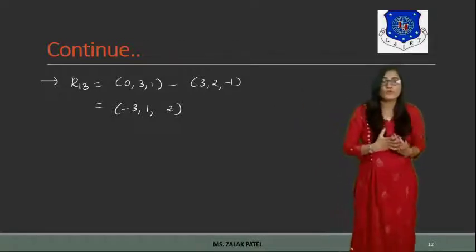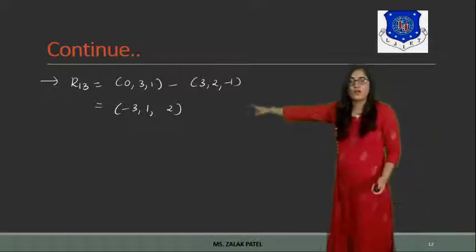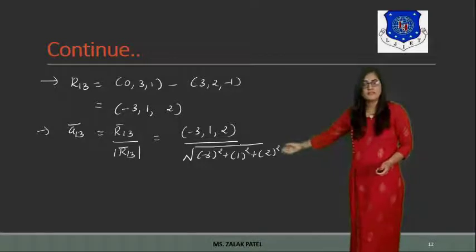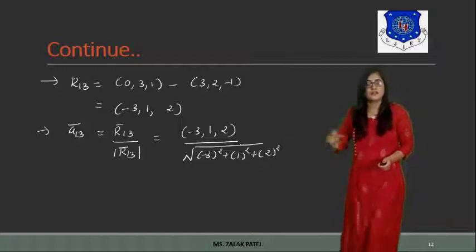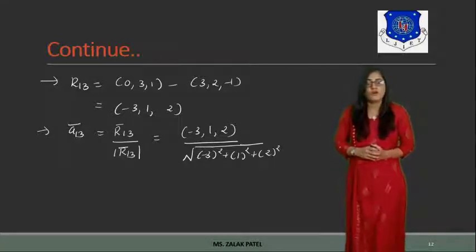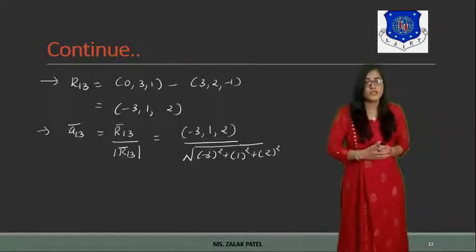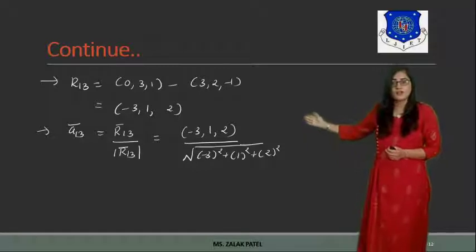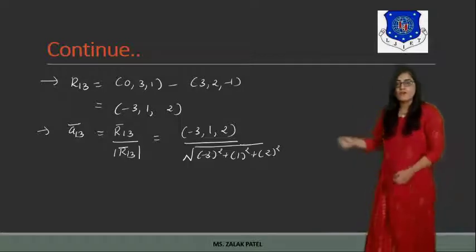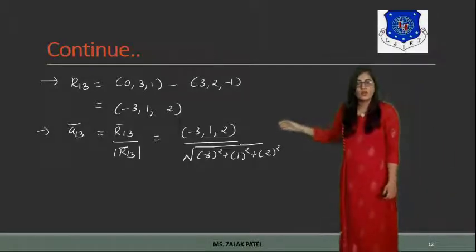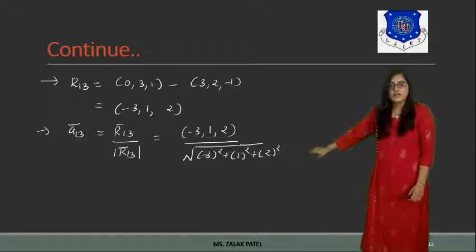But we have to find the magnitude of that, meaning you take the square root of the individual components: minus 3 square plus 1 square plus 2 square, and taking the square root of it gives us the magnitude of R13. Now for the unit vector for Q3, R13 divided by the magnitude of R13, so it will be the vector upon magnitude. The vector is (-3, 1, 2) divided by the square root of minus 3 square plus 1 square plus 2 square.